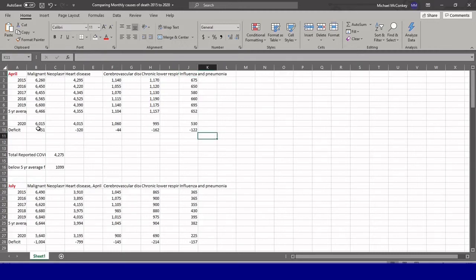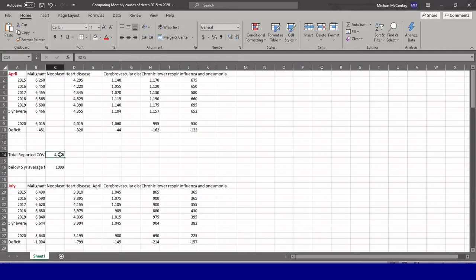And in all these cases, you see there's a deficit. Fewer people died from each of those illnesses in 2020 for each of the 6 months that I looked at. Or excuse me, in April. I'm just talking about April here. So in April, fewer people died in 2020 from those 5 diseases, or illnesses, than the average of the previous 5 years. Okay, so I got that straight. And so you see, for each one, that's the case.